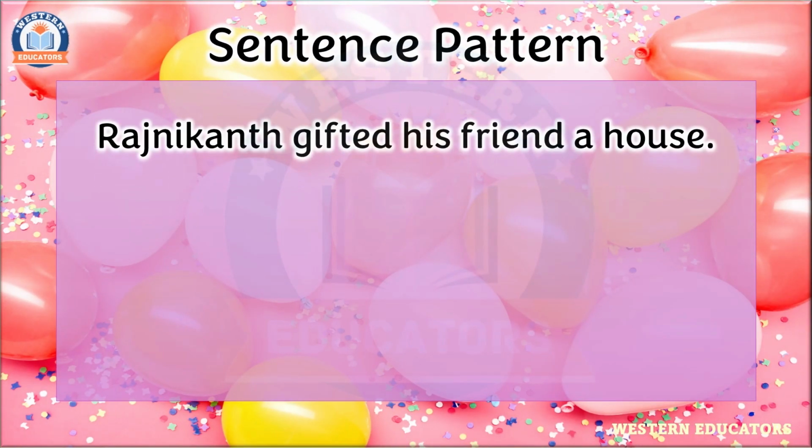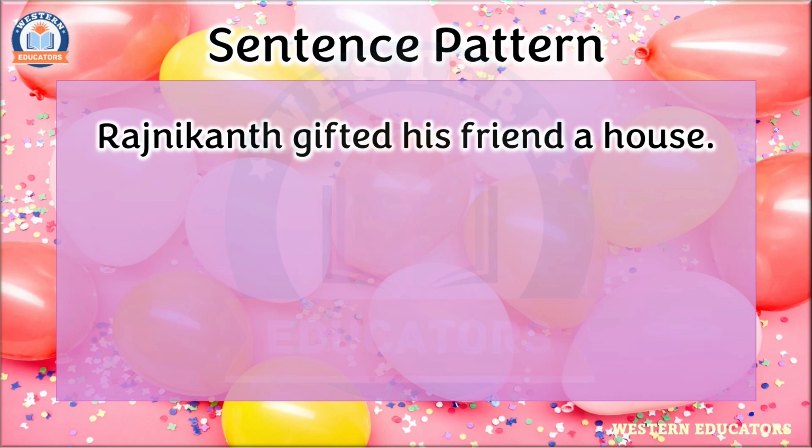And here another sentence: Rajnikant gifted his friend her house. See, I told you already, we have to find out how many persons and how many things are there. Here we see Rajnikant is one person, his friend is another person, and a house is a thing. So surely we will have a subject and some more objects. And how many objects can we find here? Two objects we can find. One is his friend, the other one is a house.